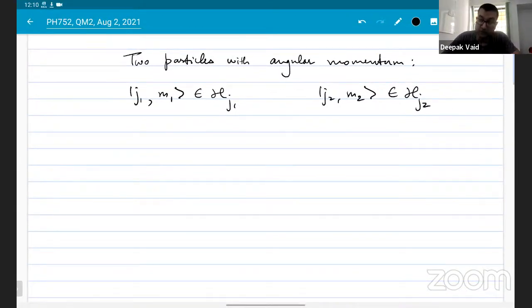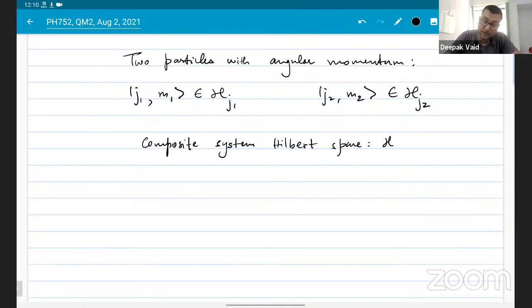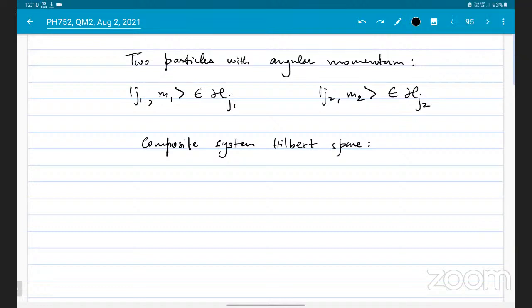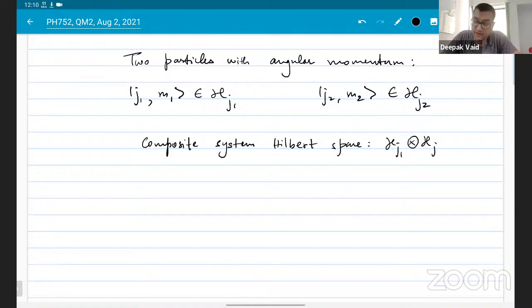Now I want to say what is the total Hilbert space. So the total, or the composite, Hilbert space for the composite system is... anybody? The answer is very simple. Please tell me quickly. It is (2j1 plus 1) times (2j2 plus 1) dimensional, Hj1 tensor Hj2.